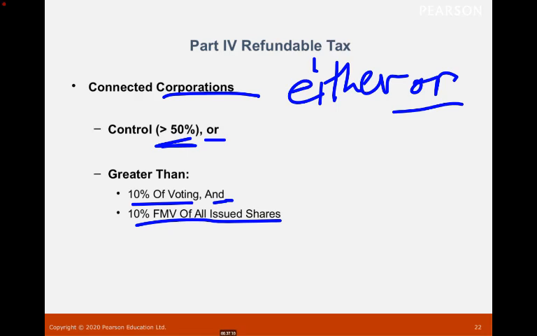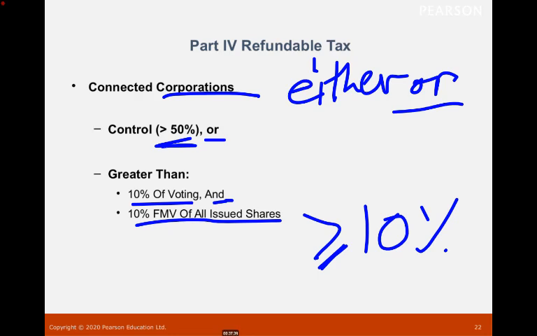So if there's different classes of shares and some are voting and some aren't, we need 10% of the voting and 10% or more of the fair market value of all shares issued. So this is a greater than or equal to 10%. It's kind of worded in a weird way.